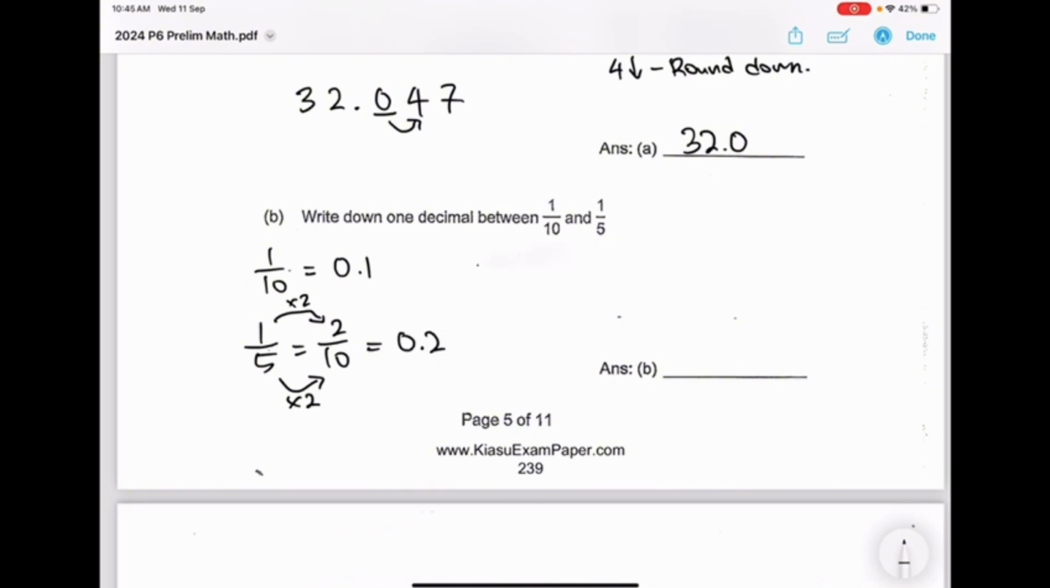So what I'm going to do now is to draw a number line starting with 0.1 all the way to 0.2. How I can help myself from here is to add another decimal place behind our numbers. So I have 0.10. Any number in between 0.10 all the way to 0.20 would be a valid answer, and I'm just going to go with 0.15, and this is my answer for part B.